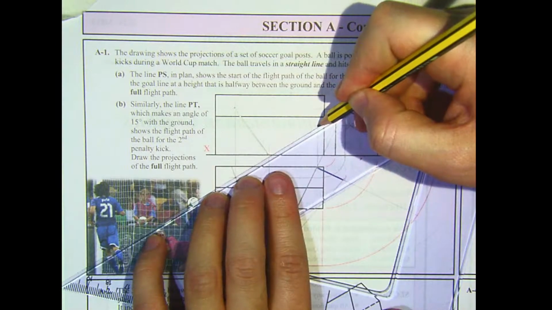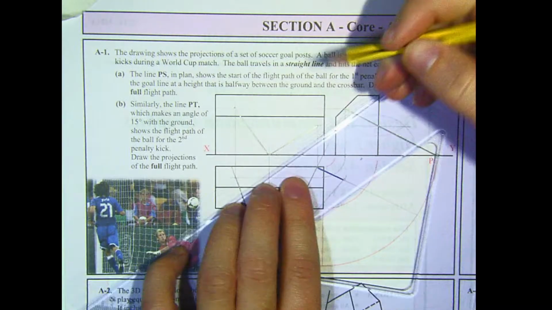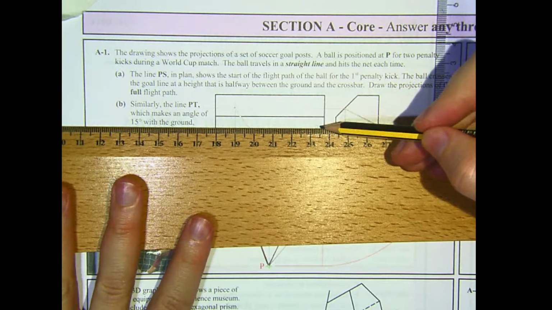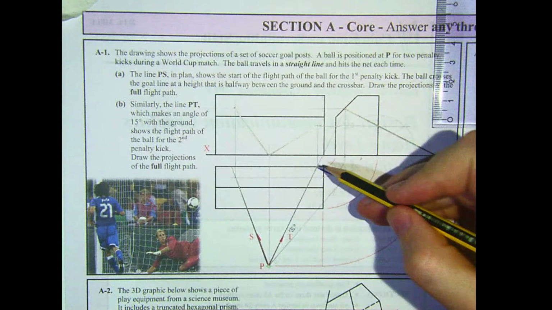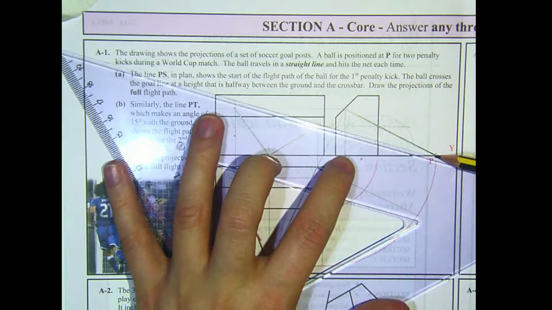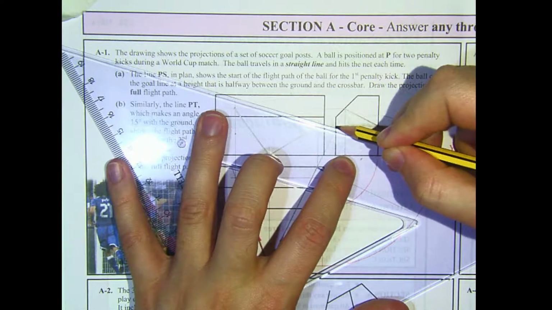This is the elevation of that line. And then to find the end view, the height is going to stay the same. It's touching off the back net, so our line is going to be going from here to here.